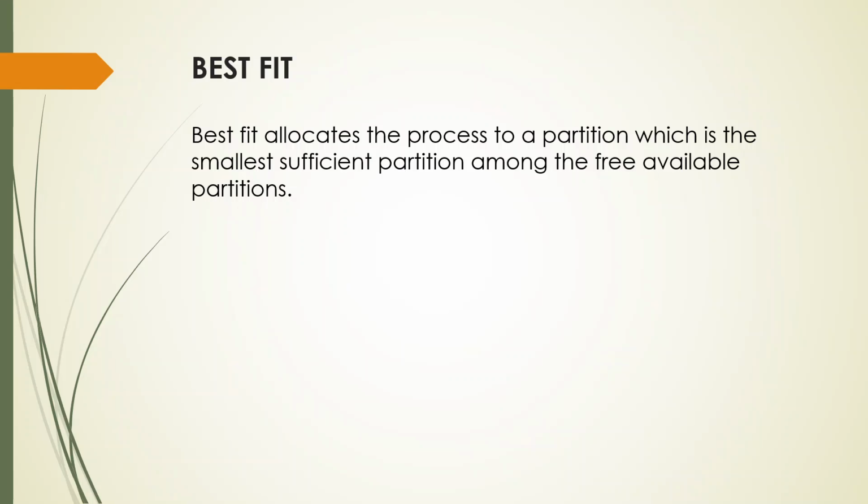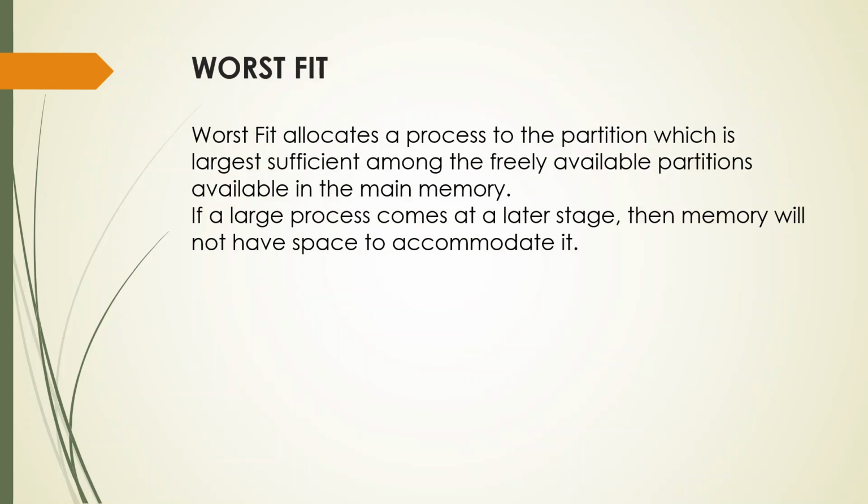Next is best fit. Best fit allocates the process to a partition which is the smallest sufficient partition among the free available partitions. And finally, worst fit. Worst fit allocates a process to the partition which is largest sufficient among the freely available partitions available in the main memory. If a large process comes at a later stage, then memory will not have space to accommodate it.